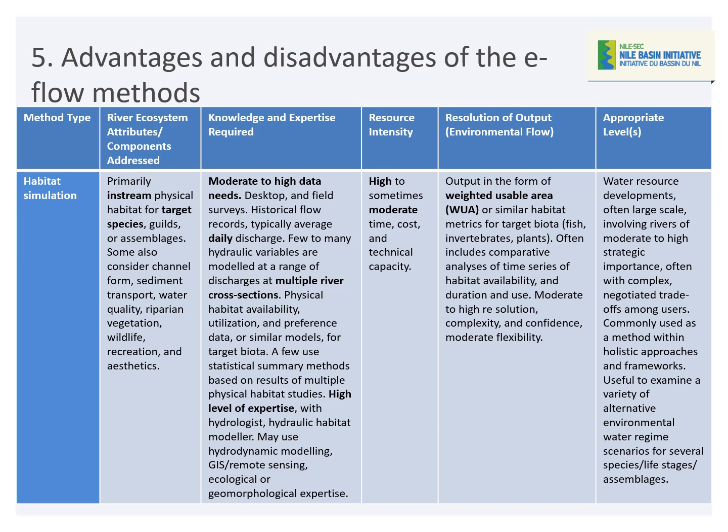Historical flow records, typically average daily discharges, are required for these assessments. Few to many hydraulic variables are modeled at a range of discharges, for more than one river cross section at different times of the year for different discharges, to create these rating curves that are used in the hydraulic assessment. They require physical habitat availability, utilization, and preference data or similar models for target biota. A few use statistical summary methods based on the results of multiple physical habitat studies.